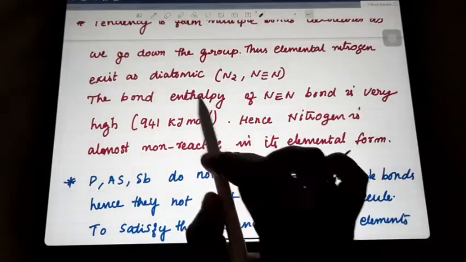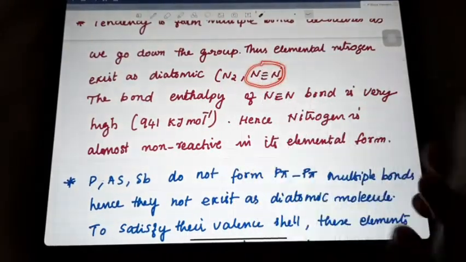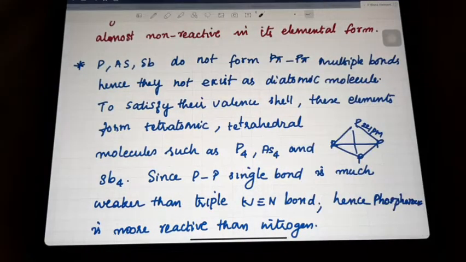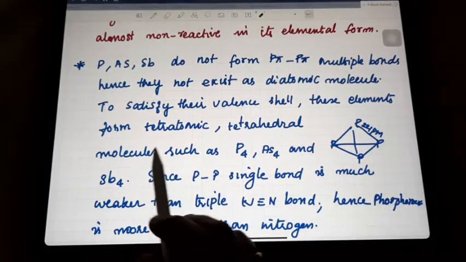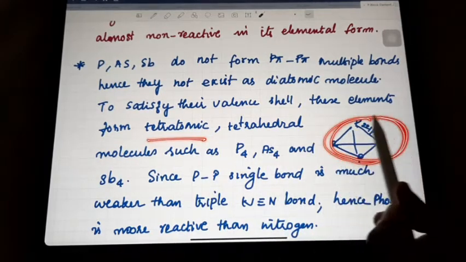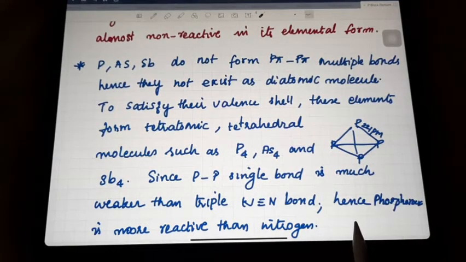In nitrogen, there is a chance of forming a p-pi bond, which is why it exists as a diatomic molecule. But here there is no chance of a p-pi bond, yet their valence shell still wants to be satisfied. How is that satisfaction possible? It is possible through the formation of tetraatomic molecules. That's why they form tetrahedral molecules such as P4, As4 and Sb4.